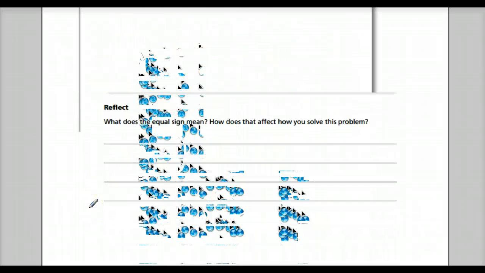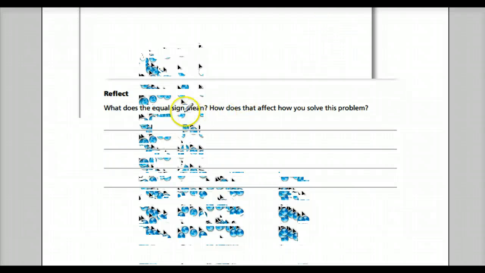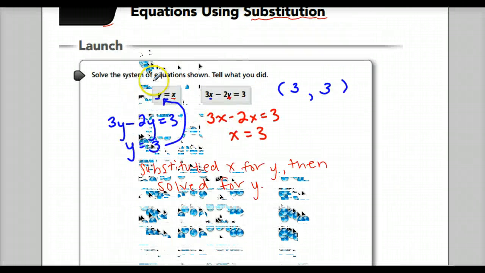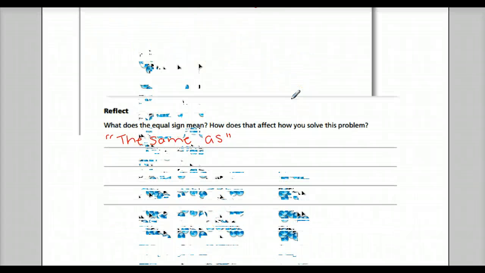All right. Now if we go down to the very bottom, it says reflect. What does the equal sign mean? And what they mean is in this launch, what does the equal sign mean? How does that affect how you solve this problem? Well, the equal sign just means the same as. So x is the same as y. Y is the same as x. So that's why 3 and 3 are both the answer, because they're the same. And this affects our problem because x is the same as y.